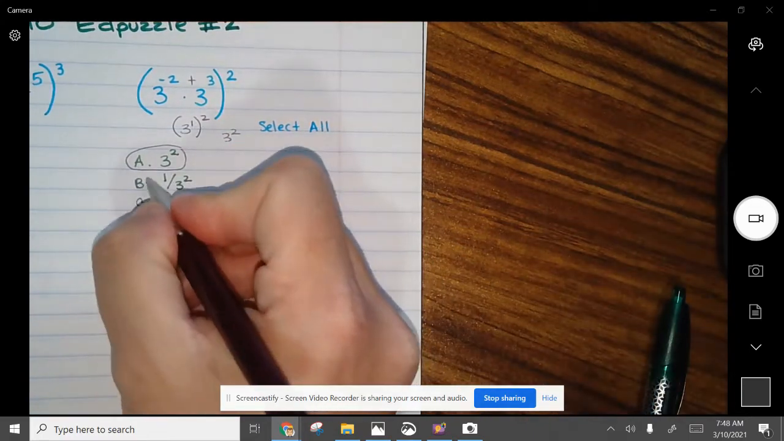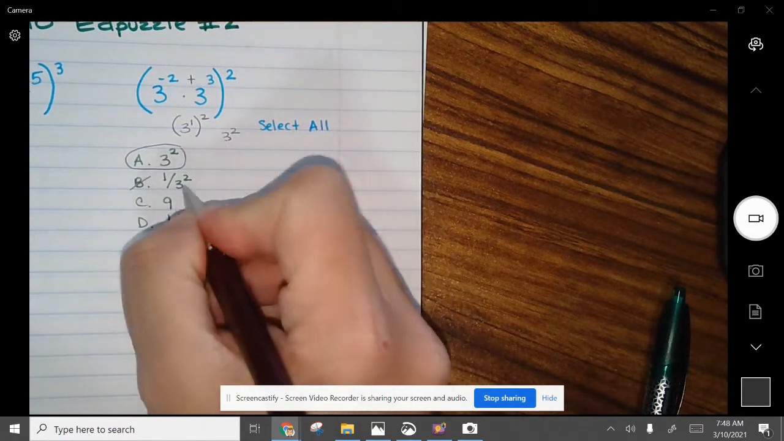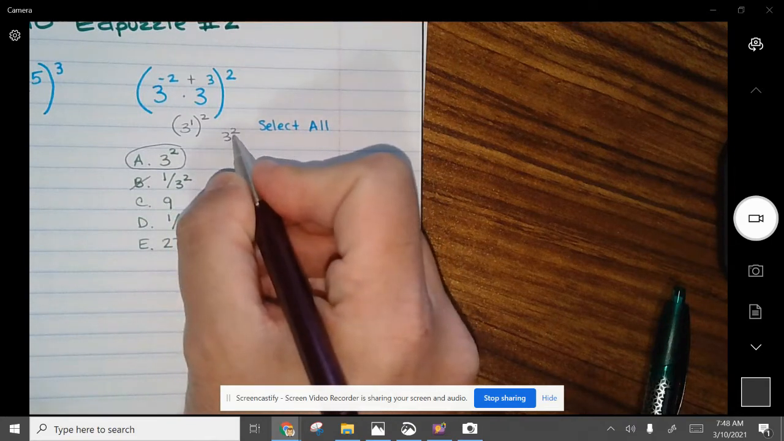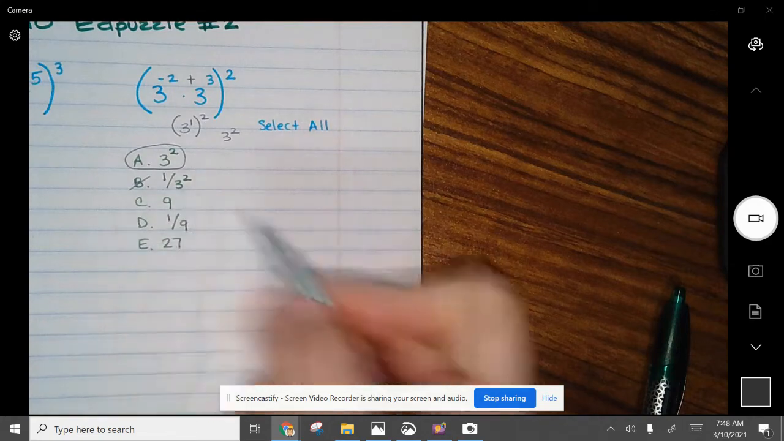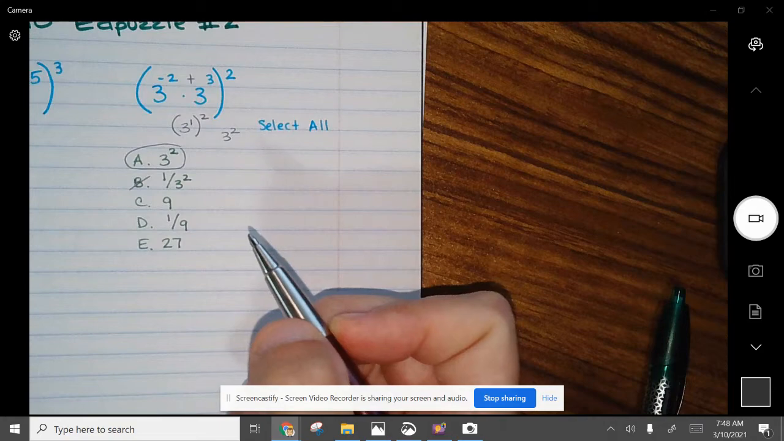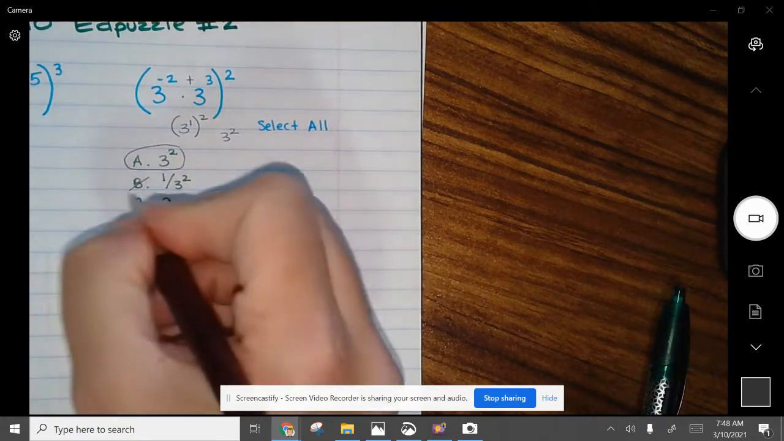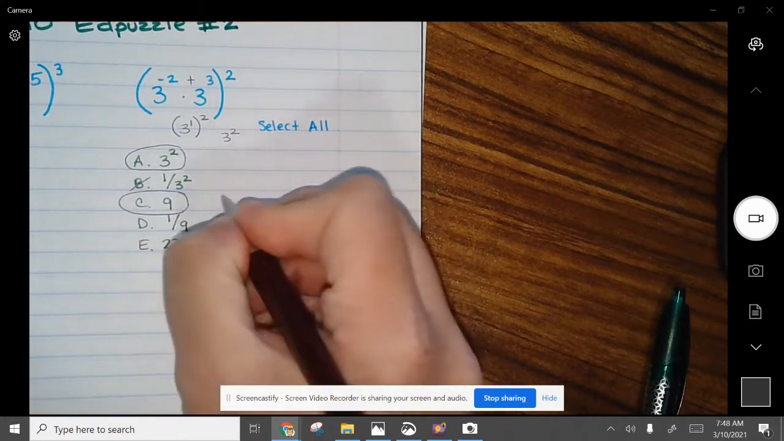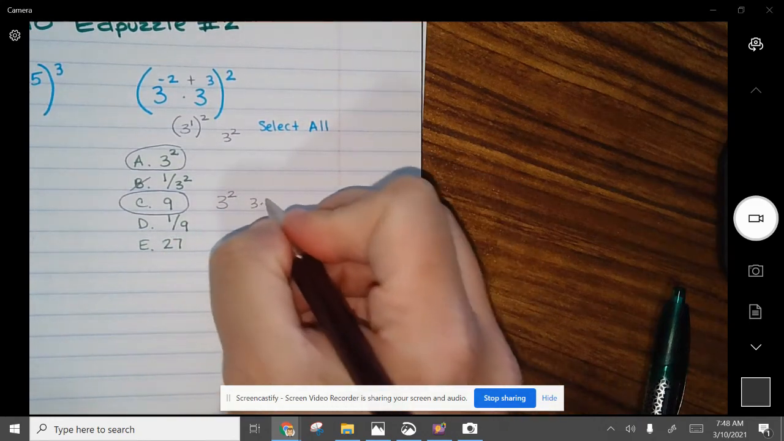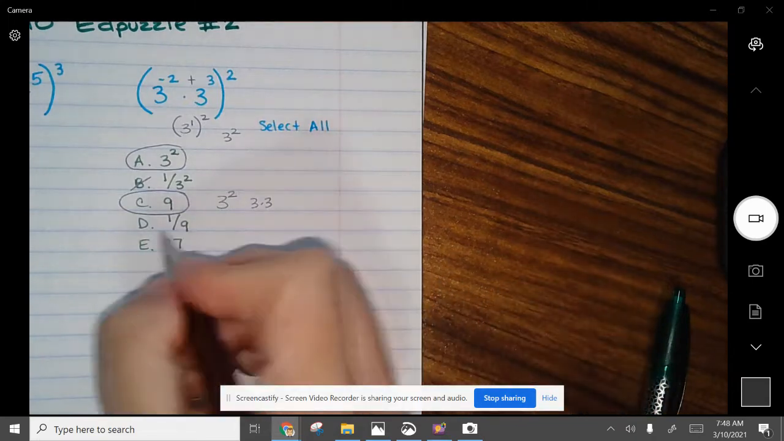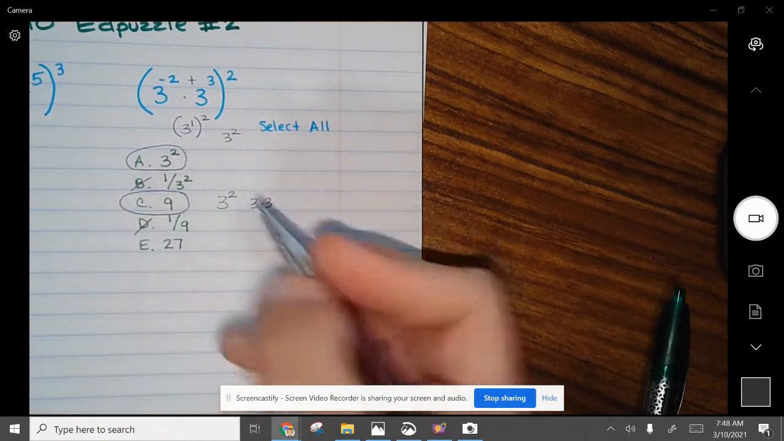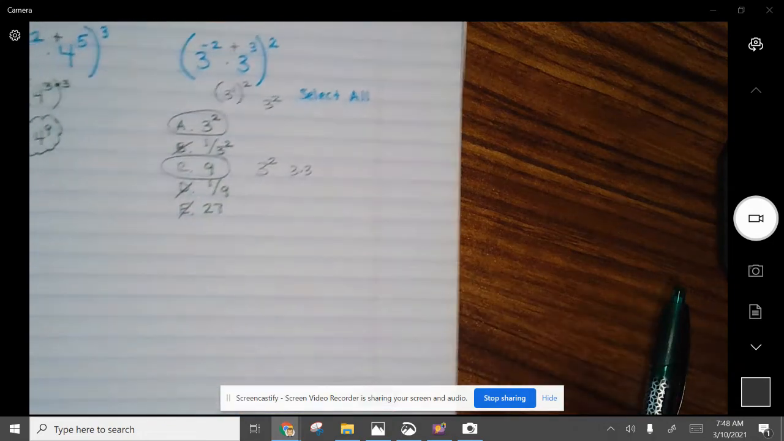No. Let's take a look at this. No, it's not that one, because this answer would be true if this was a negative 2. Okay? If my final answer was a negative 2 there, this would have been true, right? 9. Well, let's see. Yeah, it does work. Why does it work? Because what's 3 times 3, right? Now what about here? 1 over 9? Nope. 27? Nope.